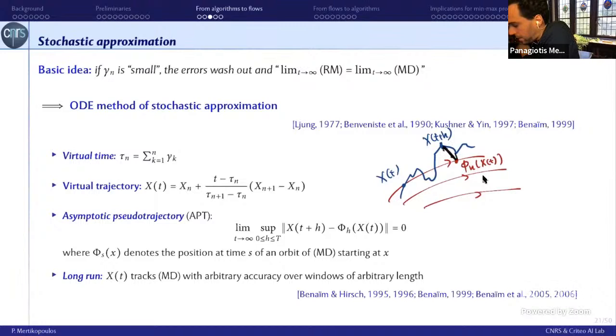This is exactly the distance that you see here. And the window length T tells you that you want to look at the maximum of this distance over a window of time big T. And if the maximum of this distance, as the starting time goes to infinity, goes to zero for every window length, then you say that this blue curve is an asymptotic pseudo-trajectory of the red flow.